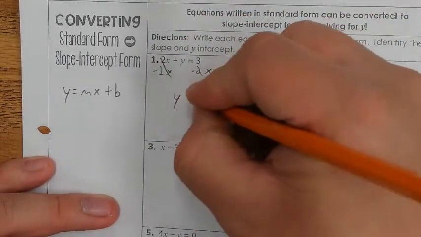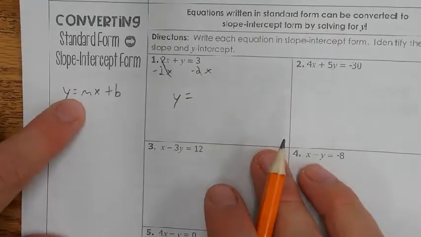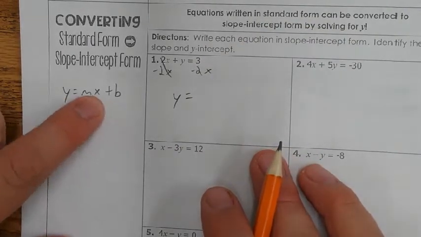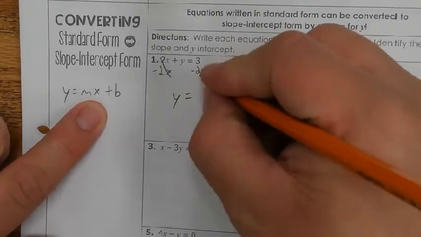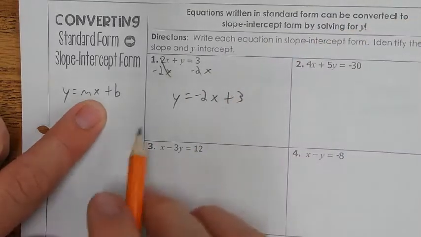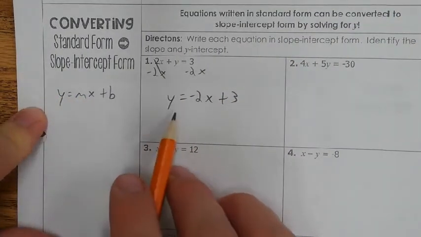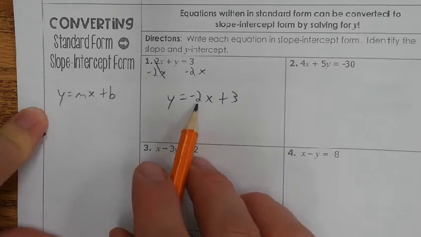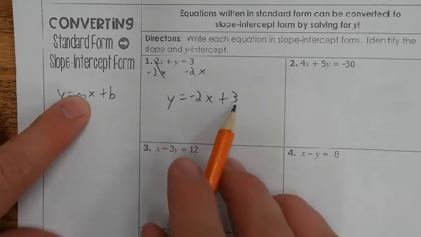And now you have y equals, notice the mx plus b. So you need to always write whatever is with the x first. So negative 2x plus 3. And now that would be in the y equals mx plus b form. Y equals mx plus b, m would be slope, negative 2, plus 3.